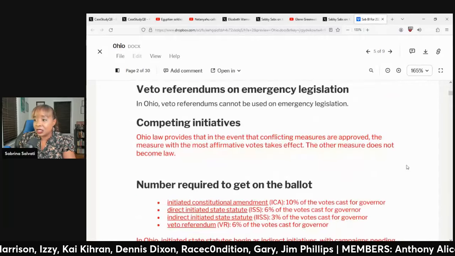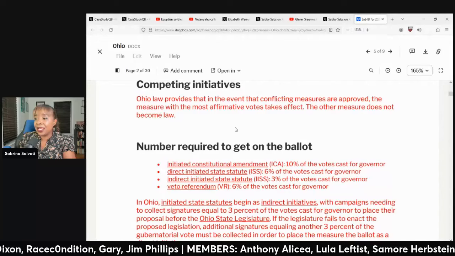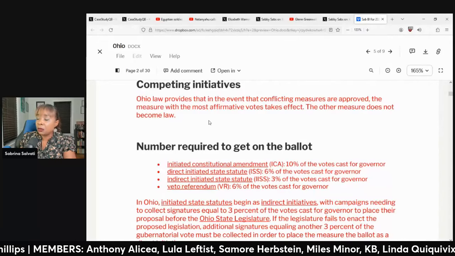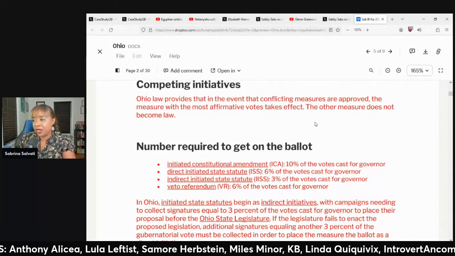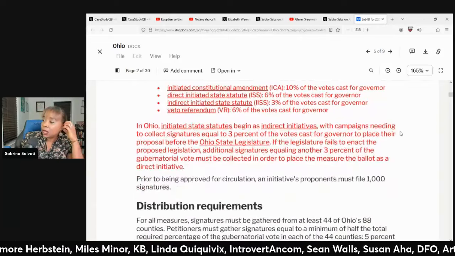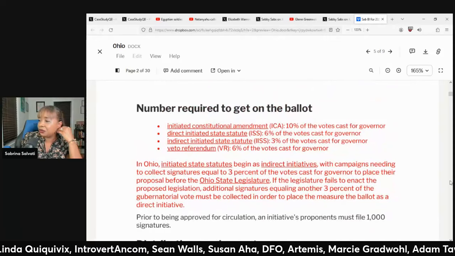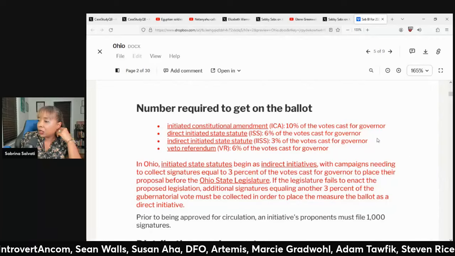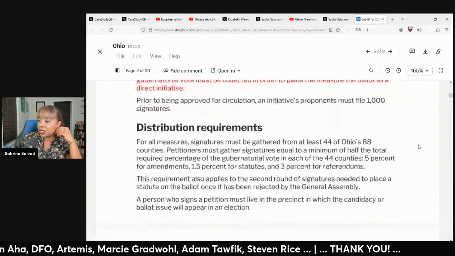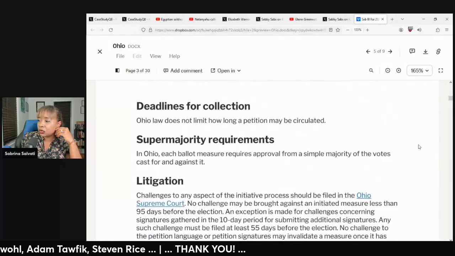That is good. Competing initiatives: Ohio law provides that in the event that conflicting measures are approved, the measure with the most affirmative votes takes effect. The other measure does not become law. I usually don't cover the number of signatures to get on the ballot because we've covered this time and time again. We can always look at that later as we go into this year. But I want to go ahead and get to that first.